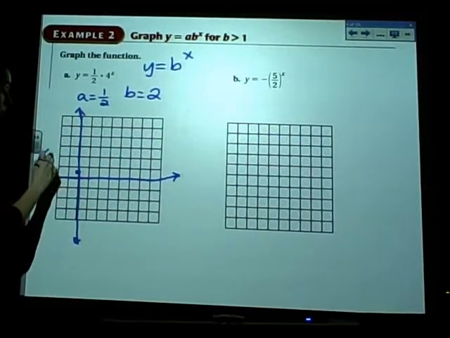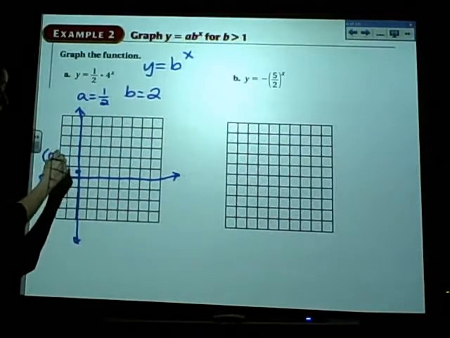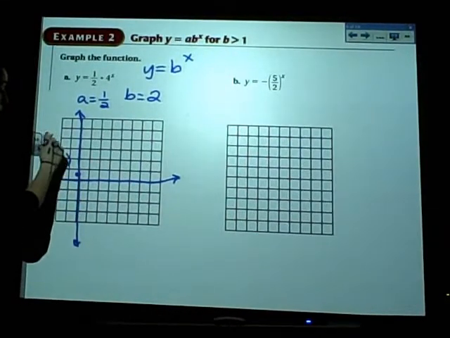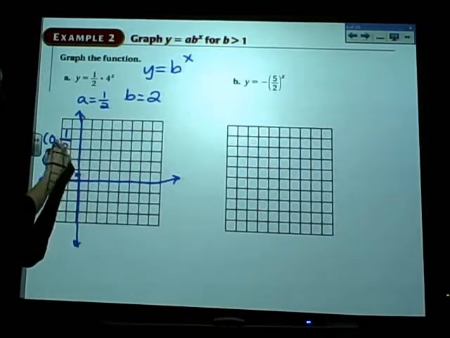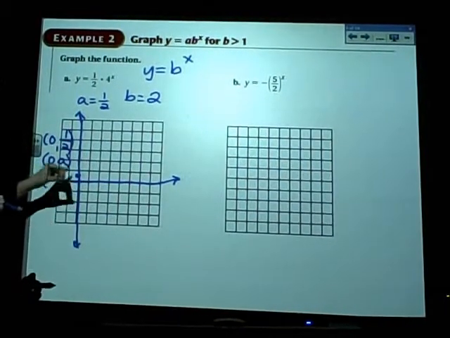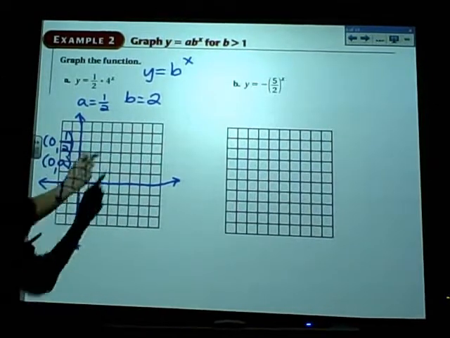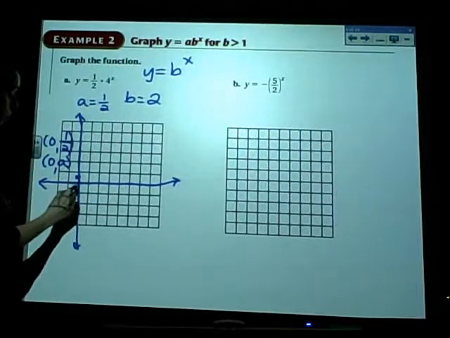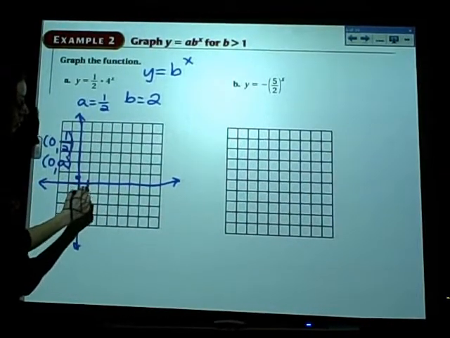And I'll kind of write that on the board here. We have 0, your a value. For us, that is the point 0, 1/2. 1 point, done. Next point is 1, and then your b value. And we just figured out our b value is 2. So our next point will be 1, 2.